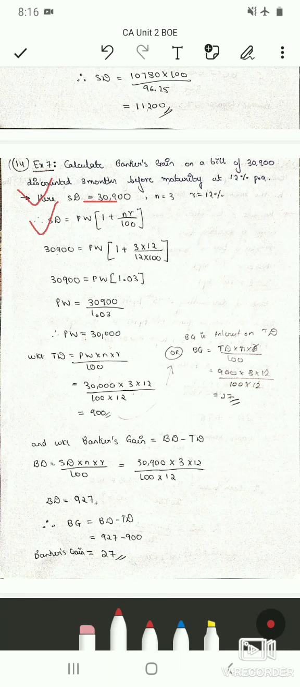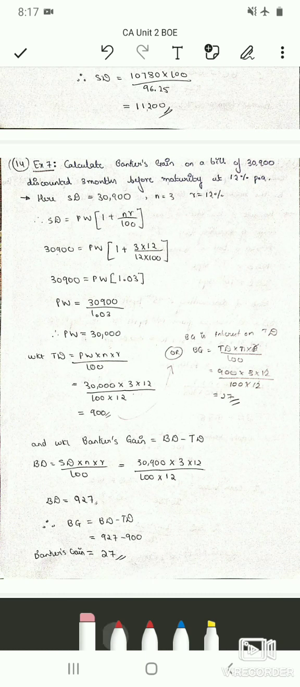So first we will calculate the present worth using the formula of sum due. It is P, present worth, into 1 plus NR by 100. So sum due is 30,900, which is equal to P into 1 plus 3 into 12%. So it is 12 by 100. Since here months is taken, it is divided by 12. So present worth will be 30,000 when you solve.